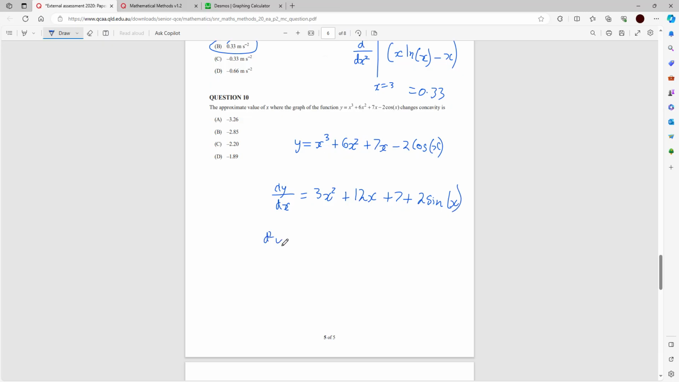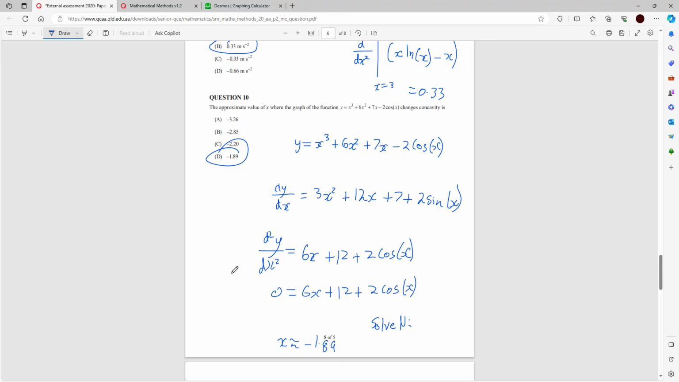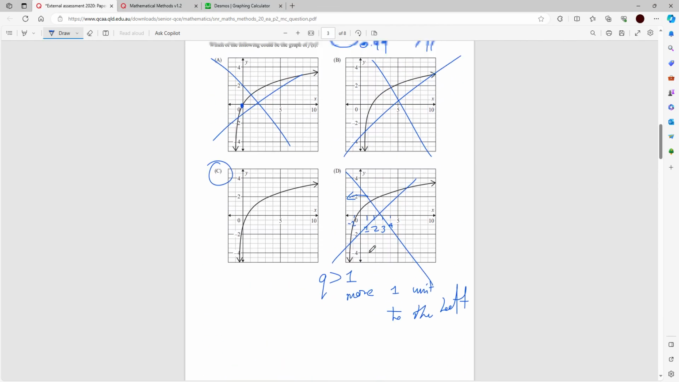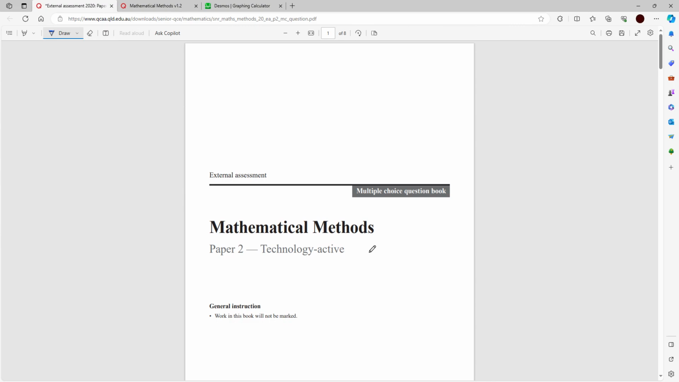Then we're going to differentiate this again, and we'll get 6x plus 12 plus 2 cos of x, okay. Then you're going to set this equal to 0, because that's when it changes concavity, so you have 0 equals 6x plus 12 plus 2 cos of x. Then you're going to put this into solve-n in your calculator, and you should get x is roughly minus 1.89. So answer is D. And that's the multiple choice done for the calculator paper for Math Methods 2020 QCAA.